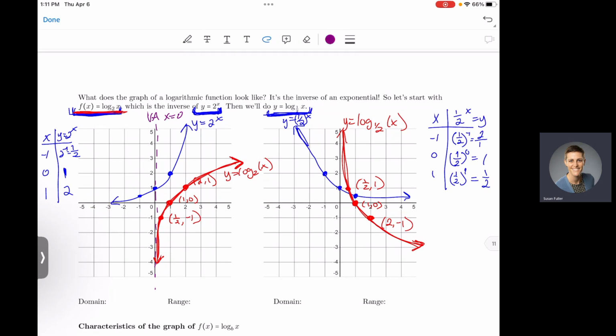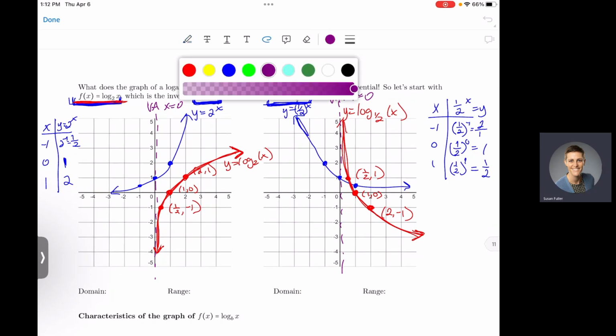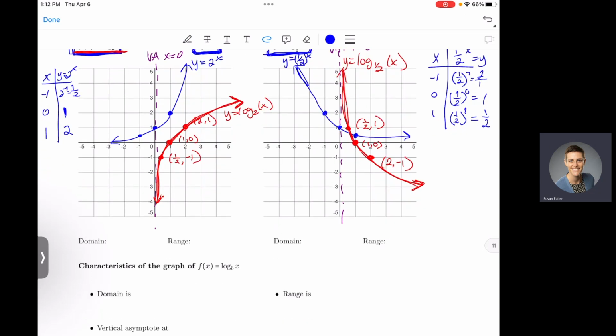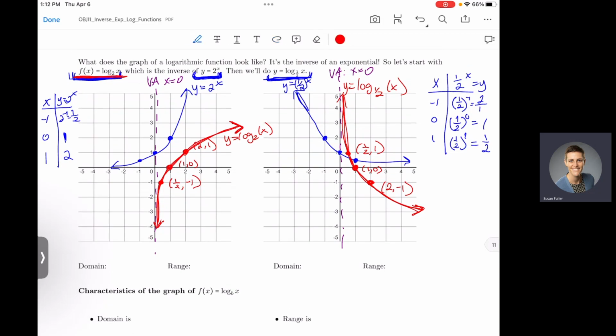And again, this one, instead of having the horizontal asymptote that the exponential has, this log base 1/2 of x has a vertical asymptote that it approaches up here at the top. And that vertical asymptote is x equals 0. Okay, so those are what logarithmic functions look like. So some characteristics of logarithmic graphs: log base b of x. Oh, I didn't go through the domain and range of these. Sorry, y'all. Let's try this again.